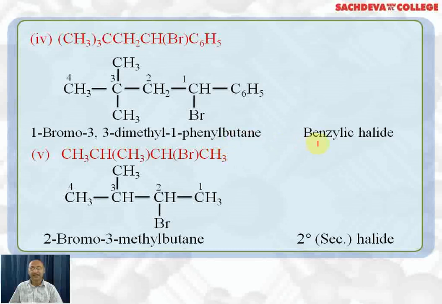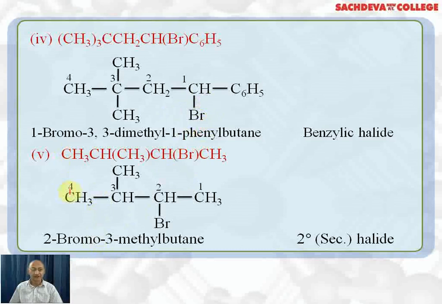This is called benzylic halide because here a C6H5 group is attached and then CH is attached. Whenever this group is there, we call it benzylic halide. And this is secondary and not primary because Br is attached to a secondary carbon.